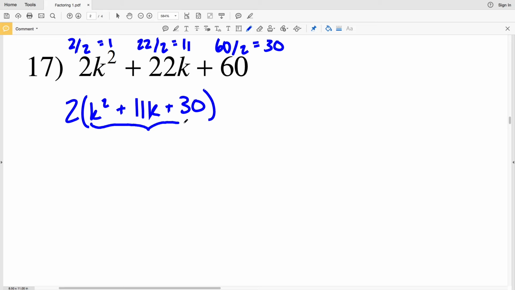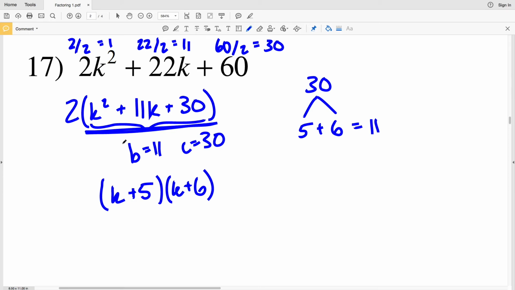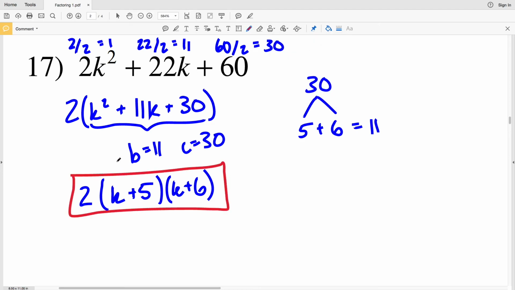So now looking at this polynomial, my b is positive 11 and my c is positive 30. So I need to find two numbers that multiply to give me 30 but add to give me 11. Going through the factors in my head, there's 1 and 30, 2 and 15, 3 and 10, and then there's 5 and 6. And 5 plus 6 equals 11. So I'm going to have k plus 5 times k plus 6 for this polynomial, but remember we're multiplying that by 2. So my final solution is 2 times k plus 5 times k plus 6.